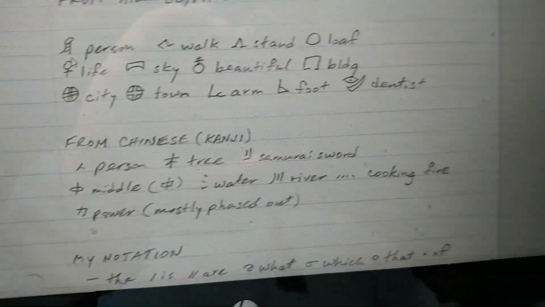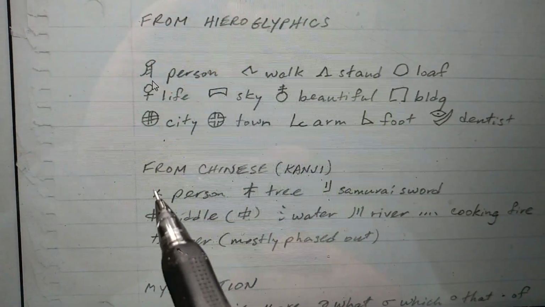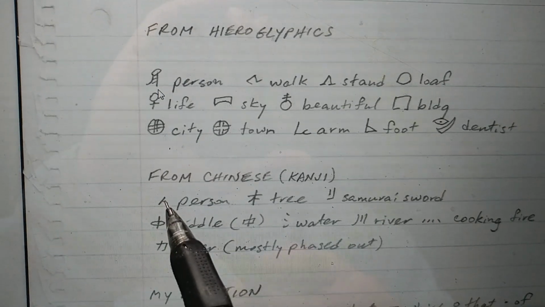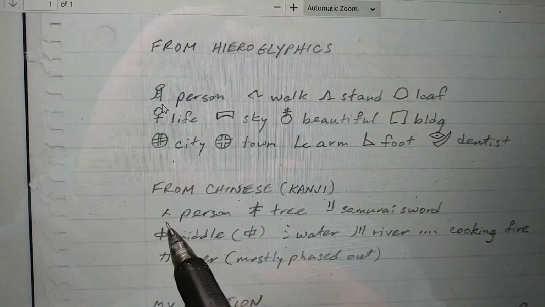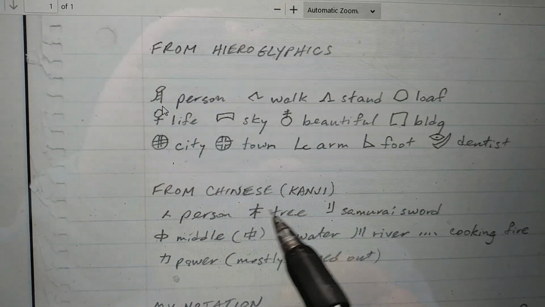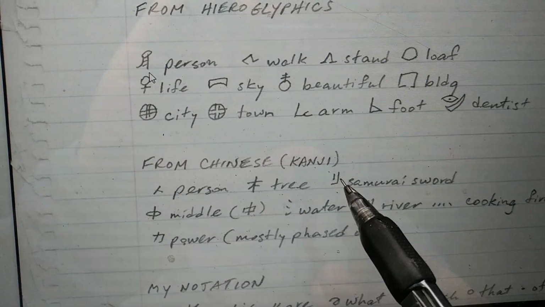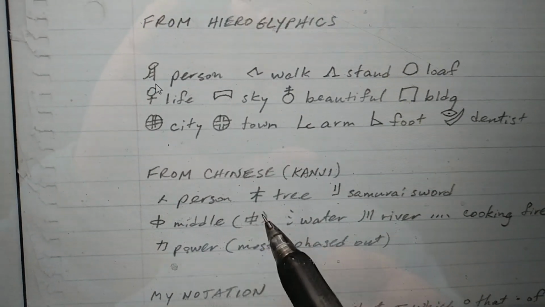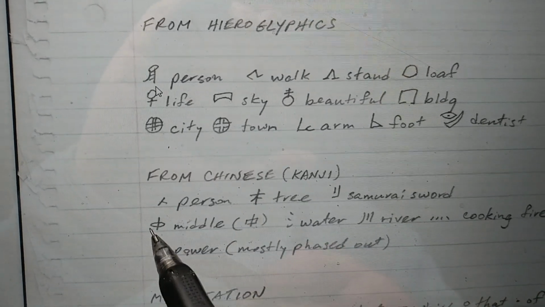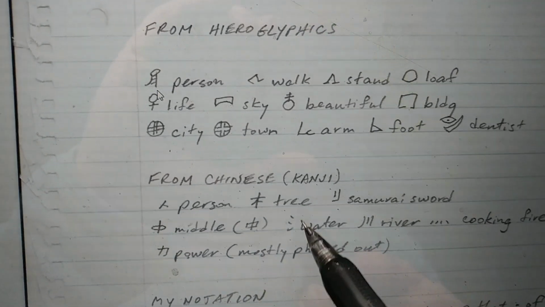Okay, and from Chinese characters, I really don't use a lot, but I have to say that in general, my ideograms are influenced quite a bit by Chinese characters. Person, I really like. It's quick and nifty, and it looks kind of like a person. Tree, I really like. Samurai sword, I use that fairly often for the idea of strictness, discipline. Middle is modified from the Chinese character. I just use an oval instead of a square or rectangular shape.